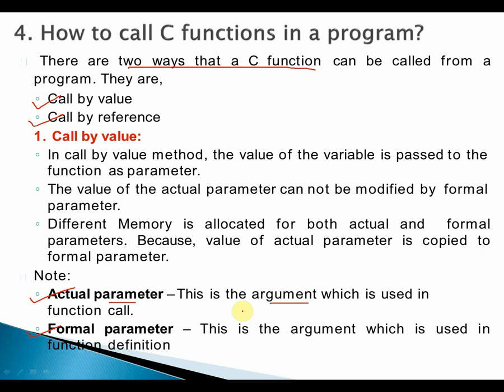Actual parameters are those parameters which are used in the function call. When we write the function call statement, what is written in that line is called actual parameters. And what are formal parameters? The parameters which are written in the function definition line are called formal parameters. We'll see this with an example so that you understand this better.